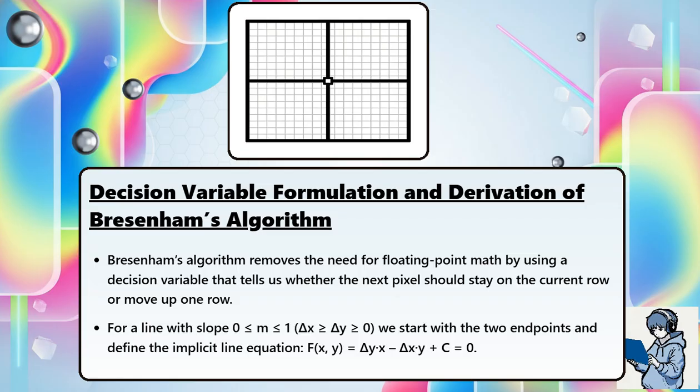For a line with slope 0 less than or equal to m less than or equal to 1, delta x greater than or equal to delta y greater than or equal to 0, we start with the two endpoints and define the implicit line equation. F of x, y equals delta y times x minus delta x times y plus c equals 0.